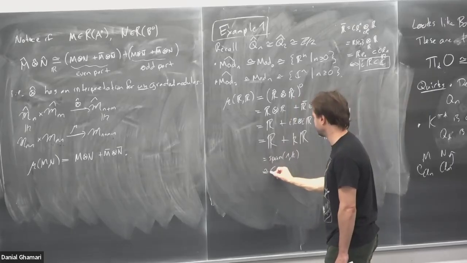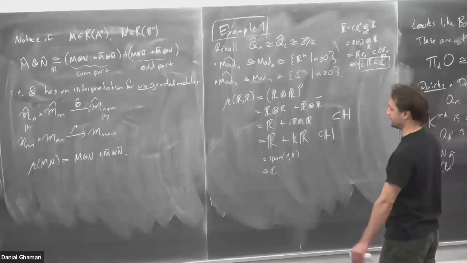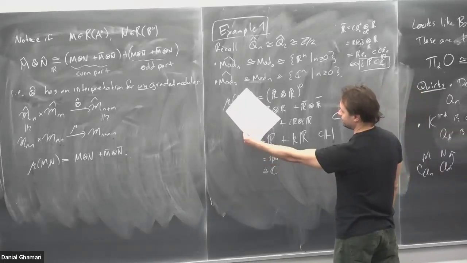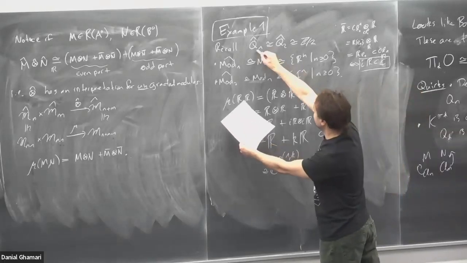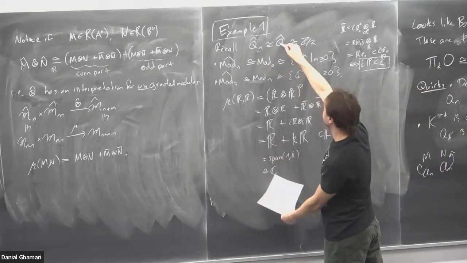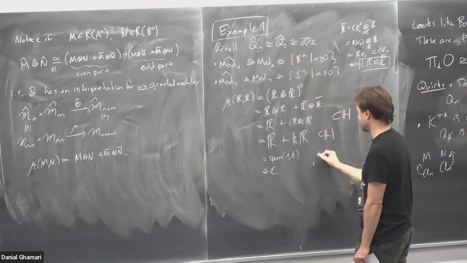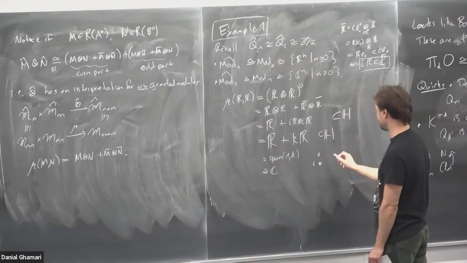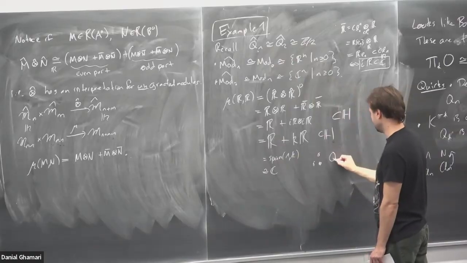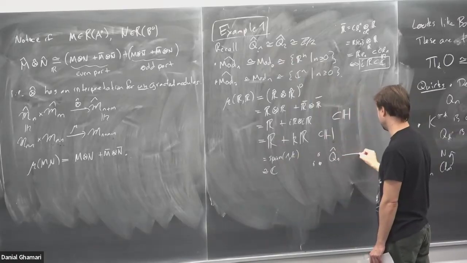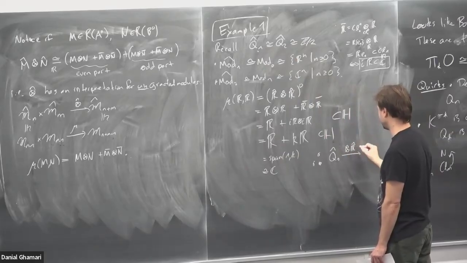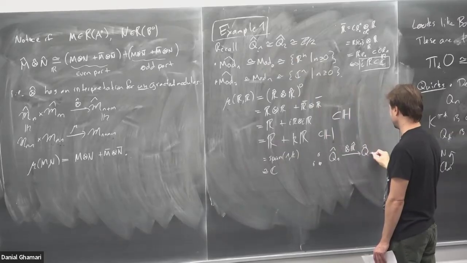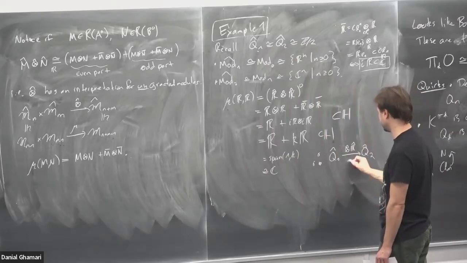This is isomorphic to the complex numbers. And so what we just figured out is if we took the generator in this group and squared it, we get the non-zero element in this group. So what we figured out, if you unwrap this, is that you take P1 hat, tensor product with R hat, and you get the Q2 hat.